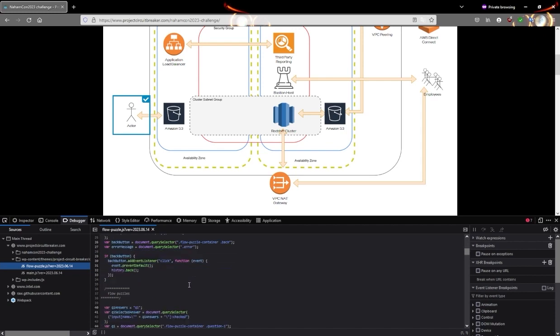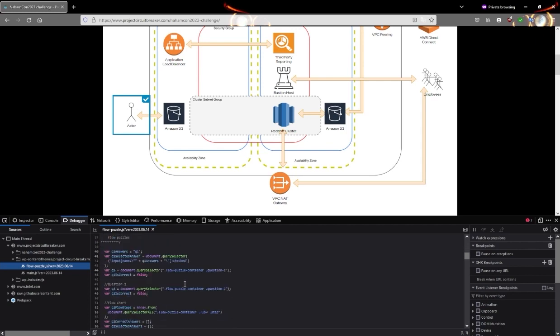I went through the code, and what happened was that the answers are basically right here.